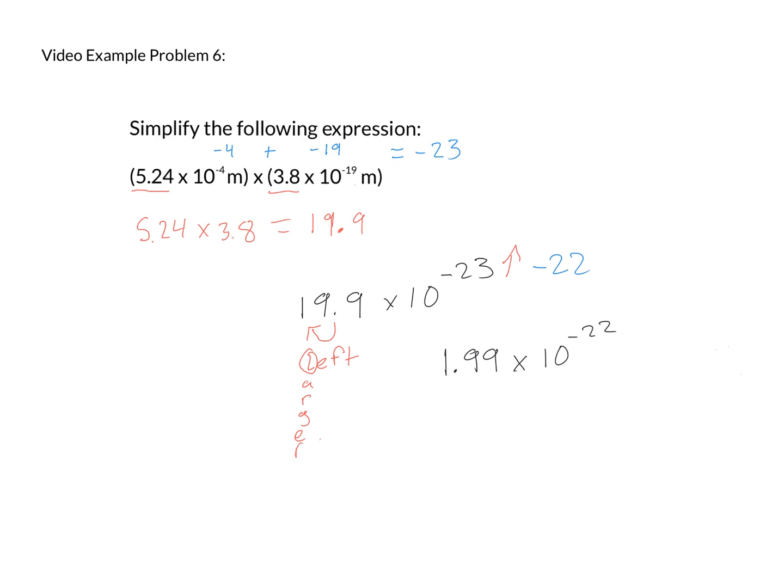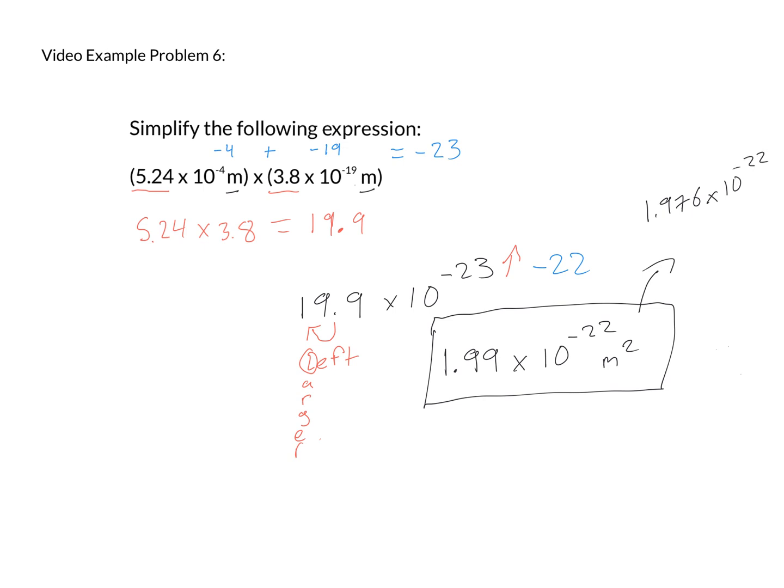Let's not forget our units of measurement. So we're multiplying, so we have a meter multiplied by a meter, which is meter squared, right? So final answer, which, let's see, they didn't round as much as I did in the activity, so what they had in the activity was 1.976 times 10 to the negative 22. So if you want to be super precise without rounding, that's what they got, but for our purposes, this is just fine.